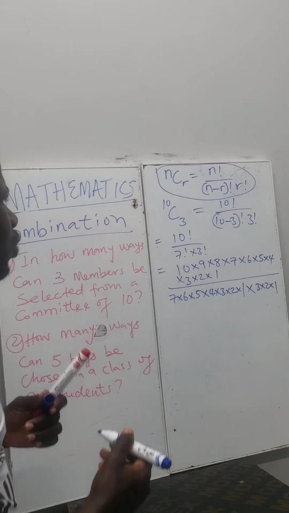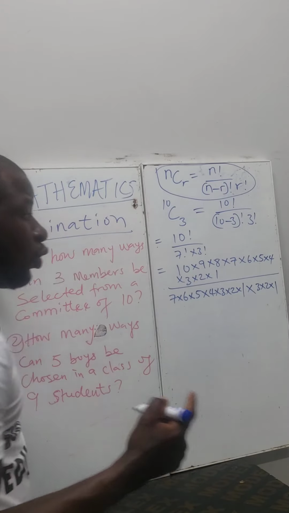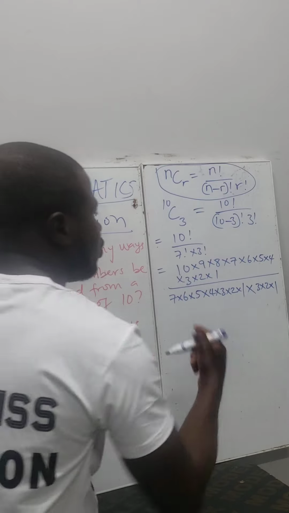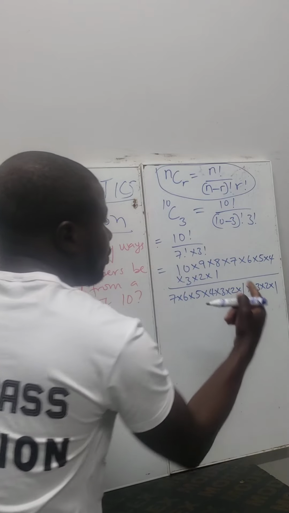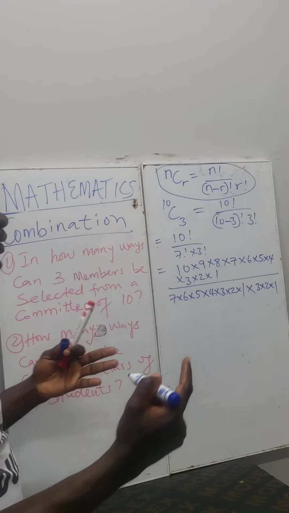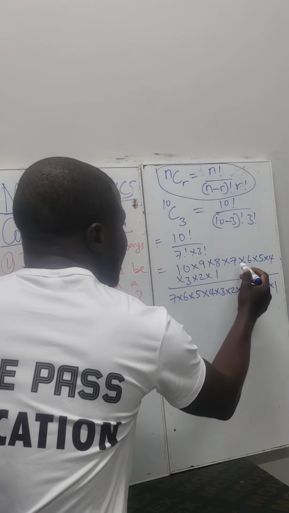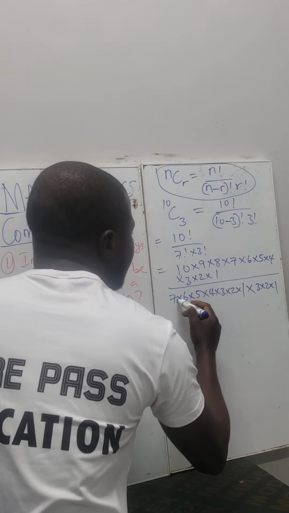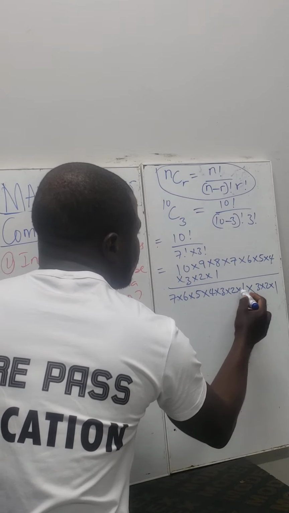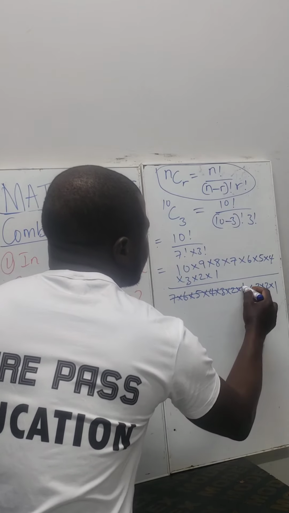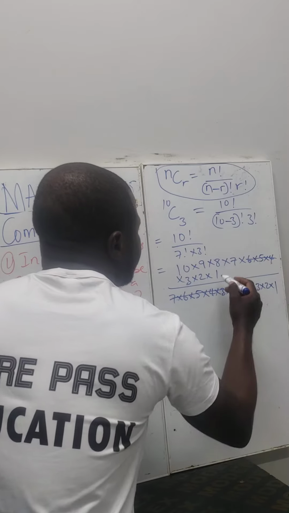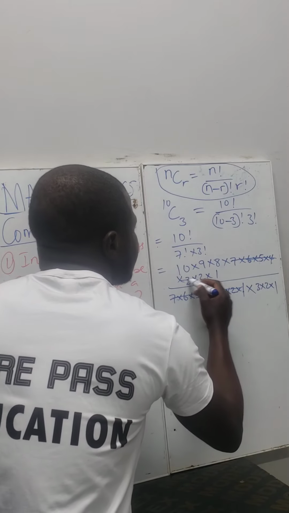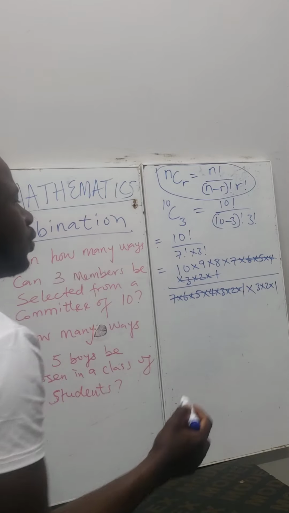Now something should come to our mind. We don't want to stress ourselves, that's why we have to do some things here. We have to just make use of our common sense by saying from here we have 7 6 5 4 3 2 1, and 7 6 5 4 3 2 1. They can easily cancel each other.